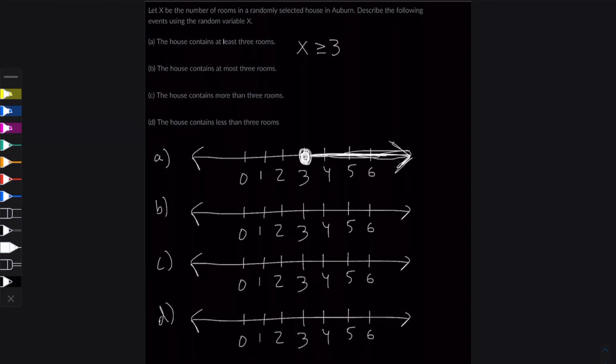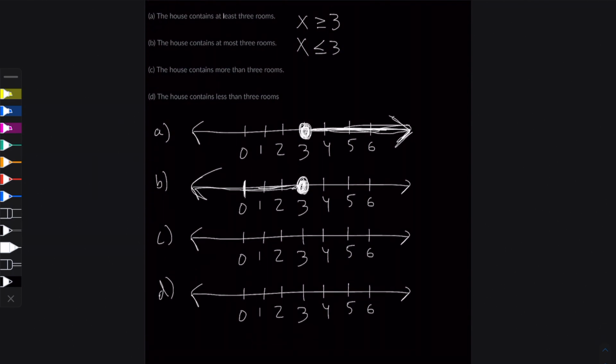For B, the house contains at most 3 rooms. Let's go ahead and put another circle here at 3. At most would be everything less than 3. For this one, you're not going to be able to go beyond 0, so technically this is going to stop here at 0. Since it's at most 3, that means we need to fill in this bubble because 3 is included. So I'm going to put x is less than or equal to 3 from our number line there.